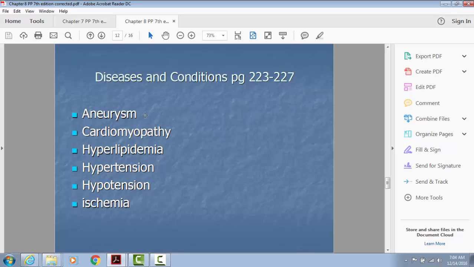The term cardiomyopathy, after studying the word parts, you should be able to just break this term down. Suffix pathy means disease, cardio means heart, and myo means muscle. So it is a disease or weakening of the heart muscle that diminishes the cardiac function.